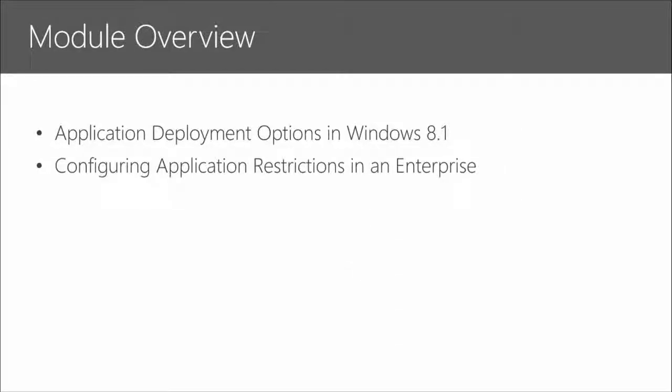So let's take a look at the module overview slide. We've got two basic sections. We've got how to deploy applications, all of the variety of ways of doing that. And then we've also got restricting applications. How do you restrict them? So let's just get into it.